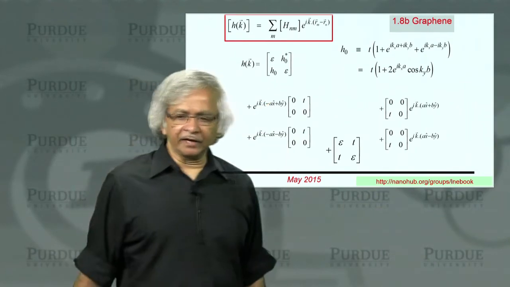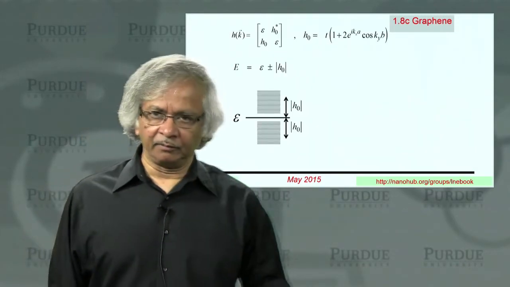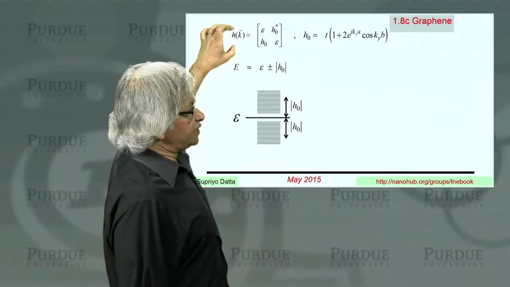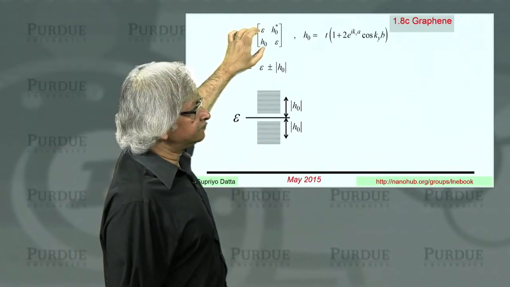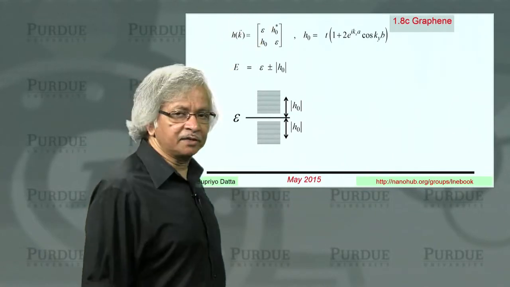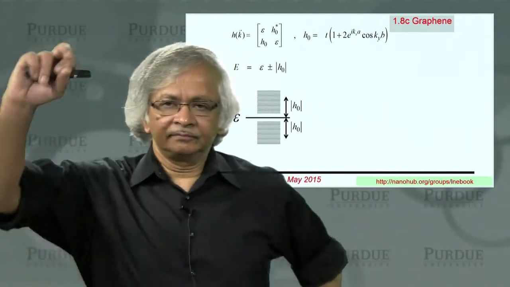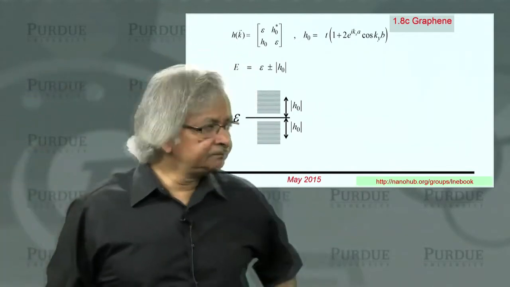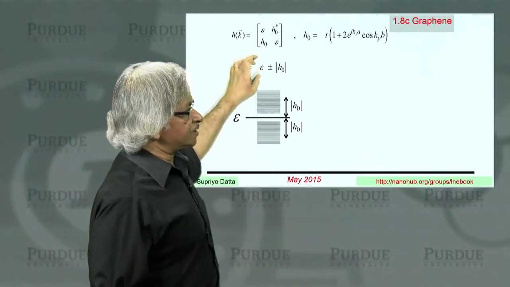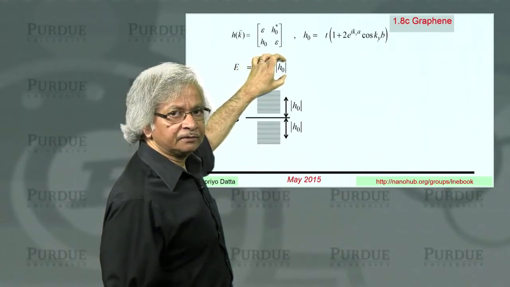Okay. So now we are ready to move on to looking at its eigenvalues. So we have this H, which is a 2 by 2 matrix, with the epsilons on the diagonal and H0. As I had mentioned before in the last lecture, when you have a 2 by 2 matrix and the diagonal elements are equal, the eigenvalues are just given by the diagonal plus minus the magnitude of H0.